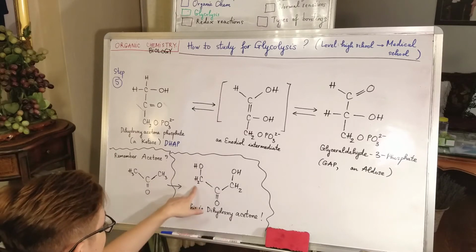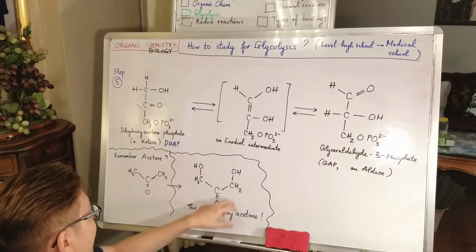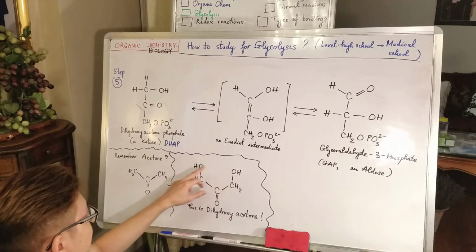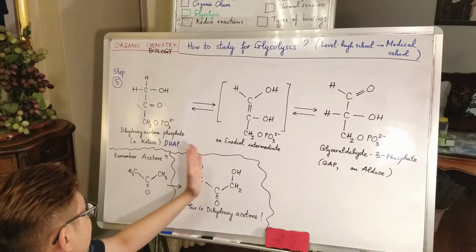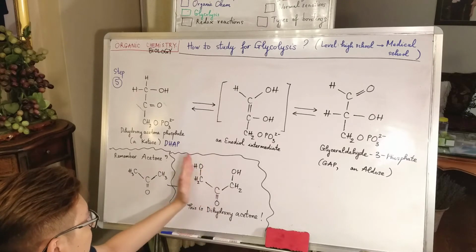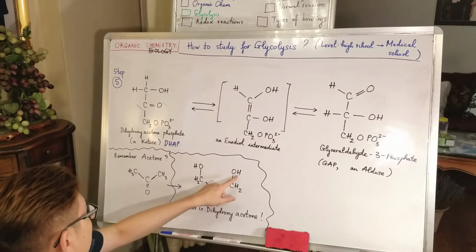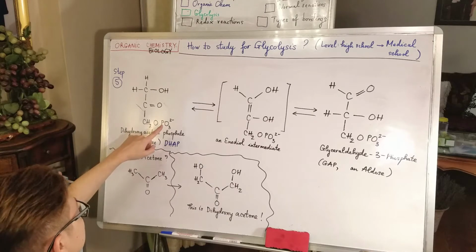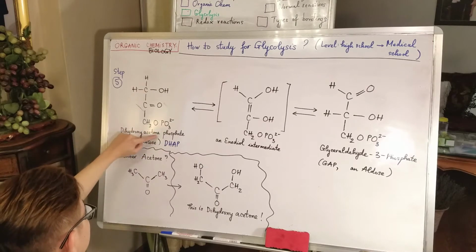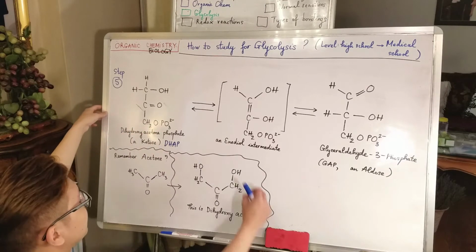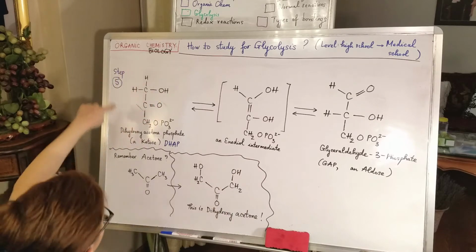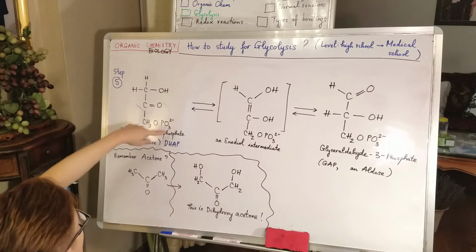So this is dihydroxyacetone. When you add a phosphate group in there or in there, it doesn't matter, because the molecule is symmetrical already. So left or right doesn't matter. It becomes this dihydroxyacetone phosphate. So if I add phosphate in there, it becomes this. Okay.